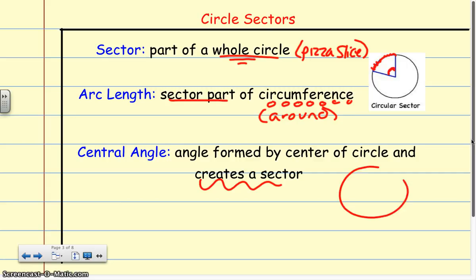If I had another circle, and I had this sector, wait, that doesn't work. You need to be a part of the radius. And in this sector, my central angle would be 90 degrees.